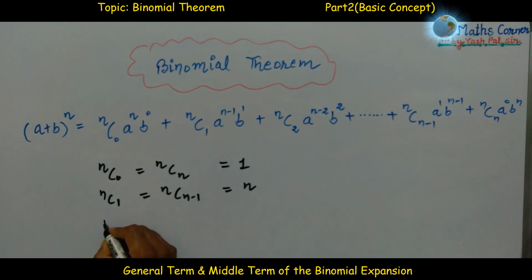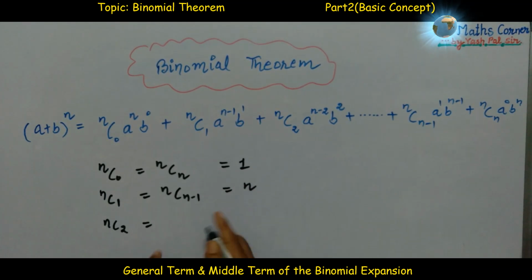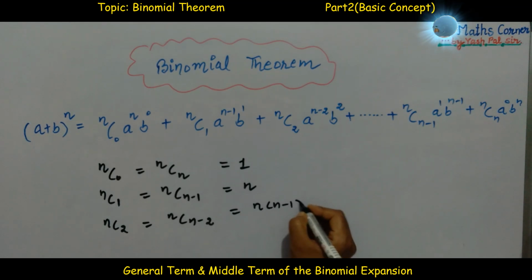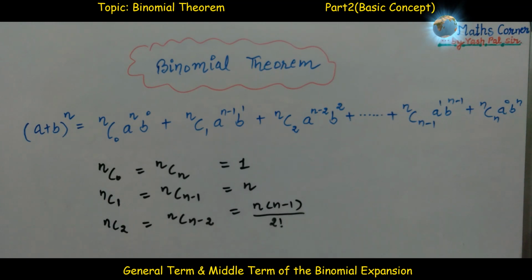Similarly, we proceed. nC2, that is this coefficient, will be equal to the coefficient of the previous term, nCn-2, and we can write this as n(n-1)/2 factorial. Likewise, nC3 is equal to nCn-3, which is equal to n(n-1)(n-2) divided by 3 factorial. This way we can proceed.